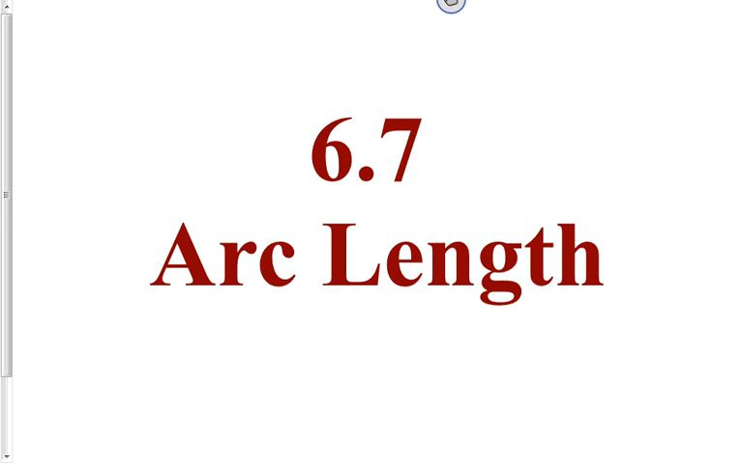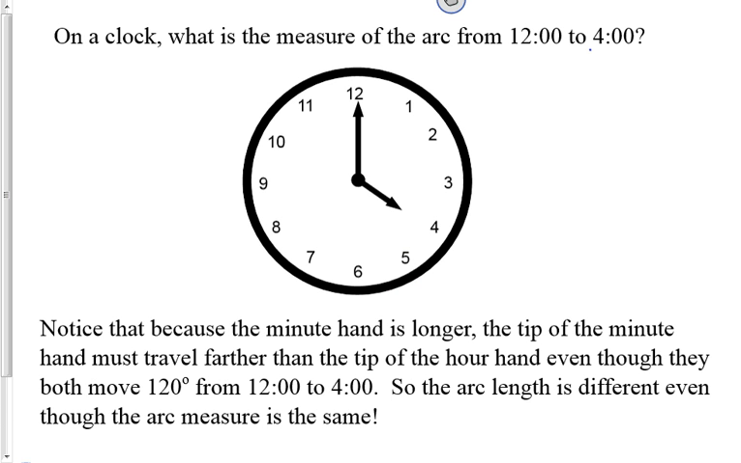Hi everybody, this is section 6.7 and today we're talking about arc length. On a clock, what is the measure of the arc from 12 o'clock to 4 o'clock? Alright, well, let's take a look at this clock. So from 12 o'clock to 4 o'clock, we're talking about this angle right in here.